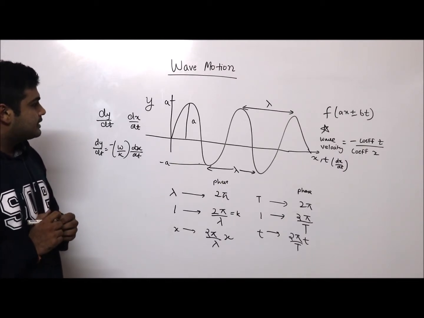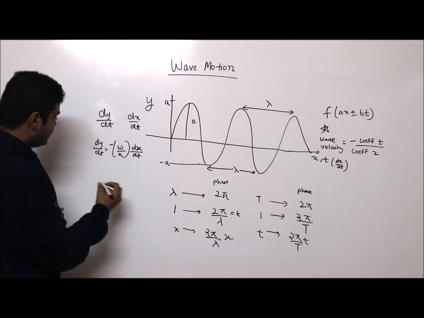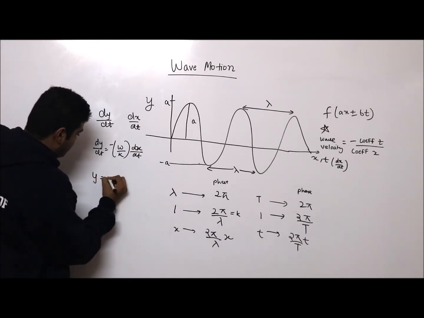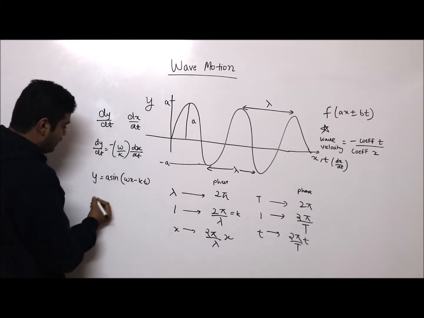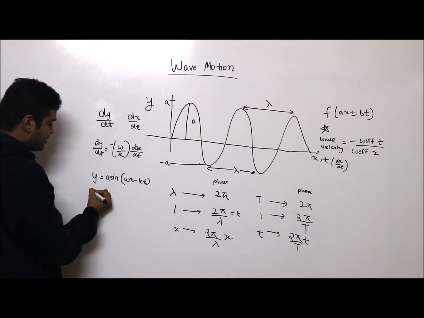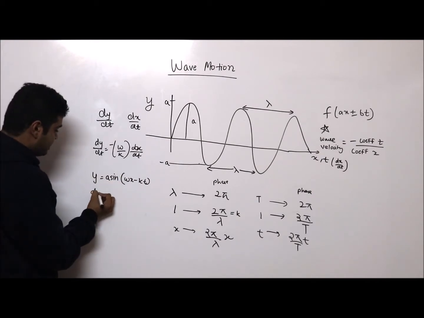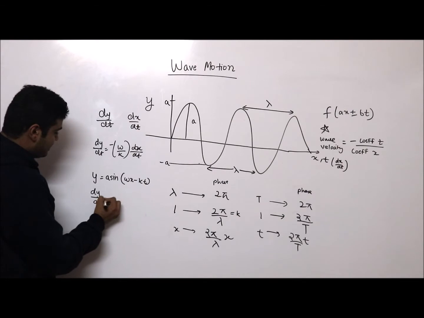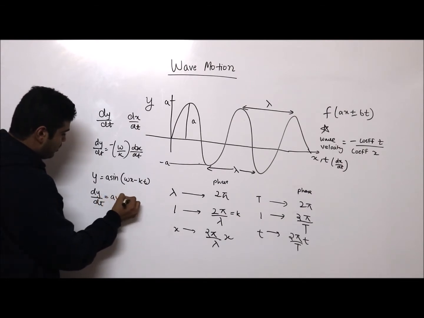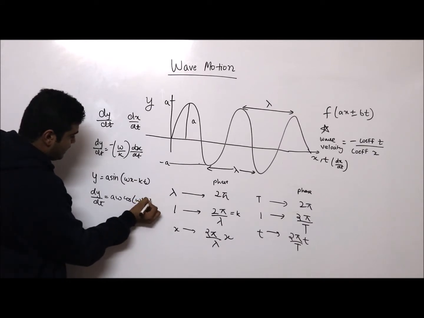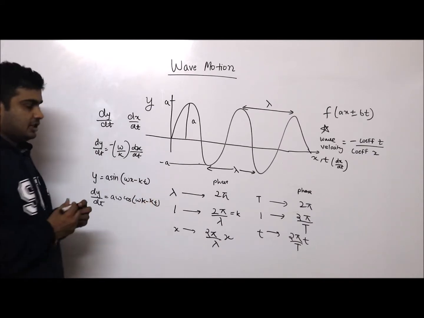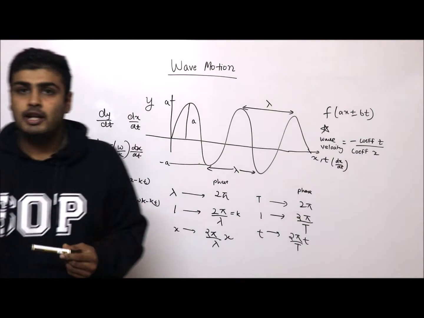Now let us recall the wave equation, which was a sine omega x minus kt. If we have to find the particle velocity from this equation, all we have to do is differentiate. So dy by dt is equal to a omega cos of omega x minus kt. So we just have to differentiate. Okay, moving on to the next topic.